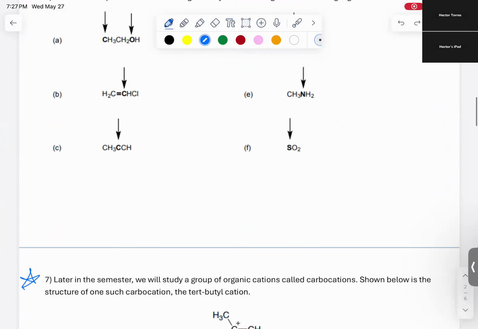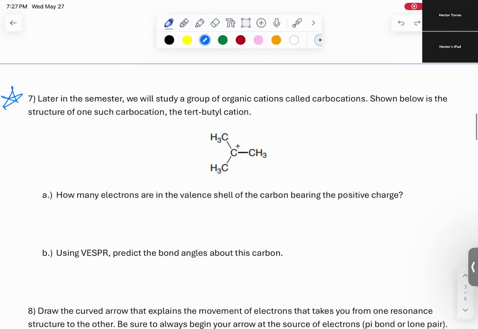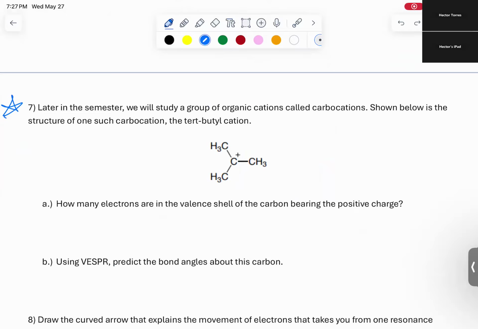Okay, now let's go to the next one. So I wanted to do this one. I think this one talks about valence electrons as well as VSEPR, and so it's a nice review of Gen Chem 1 things that we may have forgotten. So the first thing it says is how many electrons are in the valence shell of carbon bearing the positive charge. Okay, so we can see that we have electrons here, here, and here.